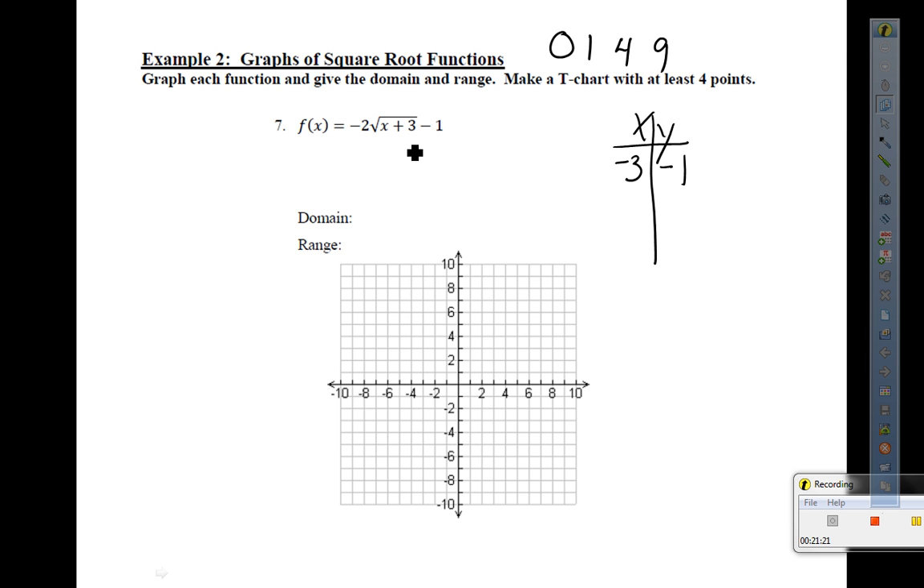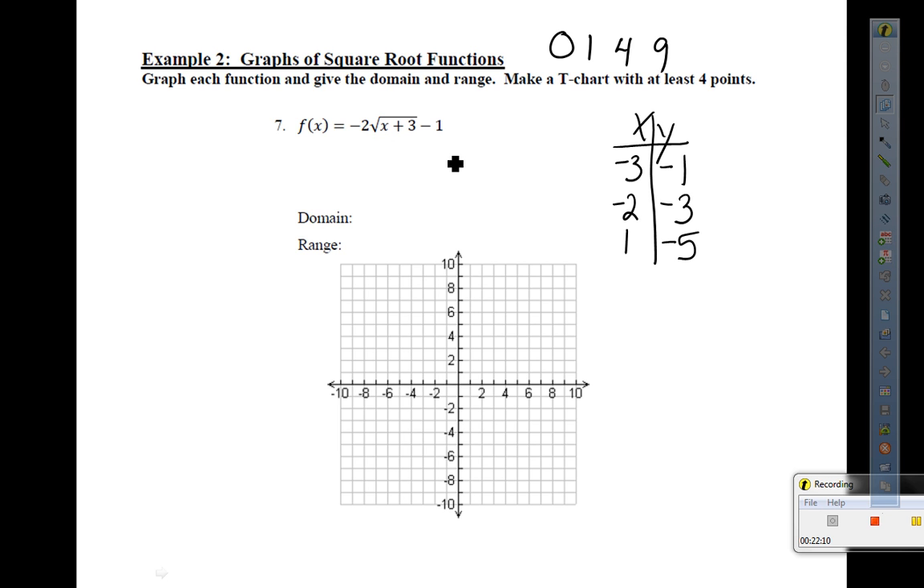Turn this into a 1. Something plus 3 is 1. What's that something? -2. -2 plus 3 is 1. The square root of 1 is 1. So I've got -2 times 1 minus 1. So -2 minus 1 is -3. Now let's turn it into a 4. Something plus 3 is 4. What's that something? A 1. 1 plus 3 is 4, but the square root of 4 is 2. So I'm going to have -2 times 2 minus 1 is going to be -5.